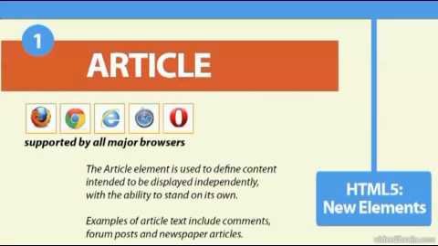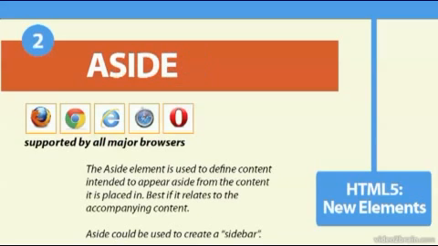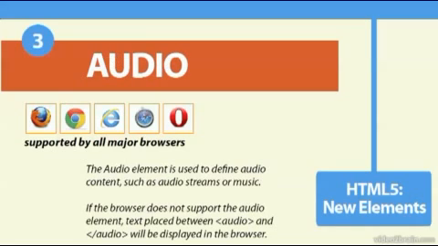The article tag is supported by all the major browsers: Firefox, Chrome, Internet Explorer, Safari, and Opera. The article tag or element is used to define content that's specifically designed to stand on its own, such as a newspaper article or a forum post. The aside tag is one we'll actually be using in our blog project. It's supported by all the major browsers, and it's used to define content intended to stand on its own in a sidebar. The audio tag is also supported by all the major browsers, and it's used for audio content such as music or audio streams.